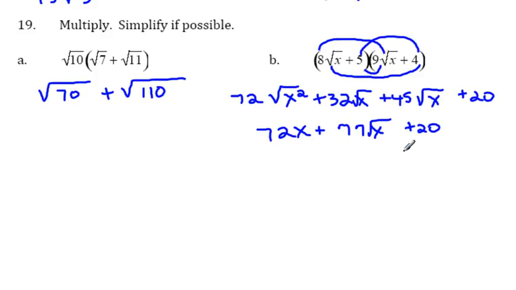I look to see if I have any like radicals, and I don't, because the only radical I have left is the middle one, 77 times the square root of x. There are no other radicals, so I can't combine any of those. The first term has an x and the last term doesn't, so also I can't combine those, and that's my final answer.